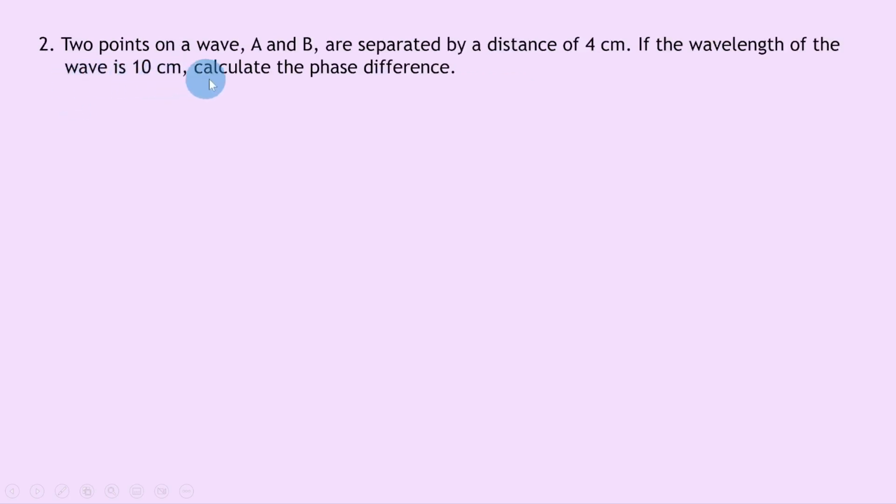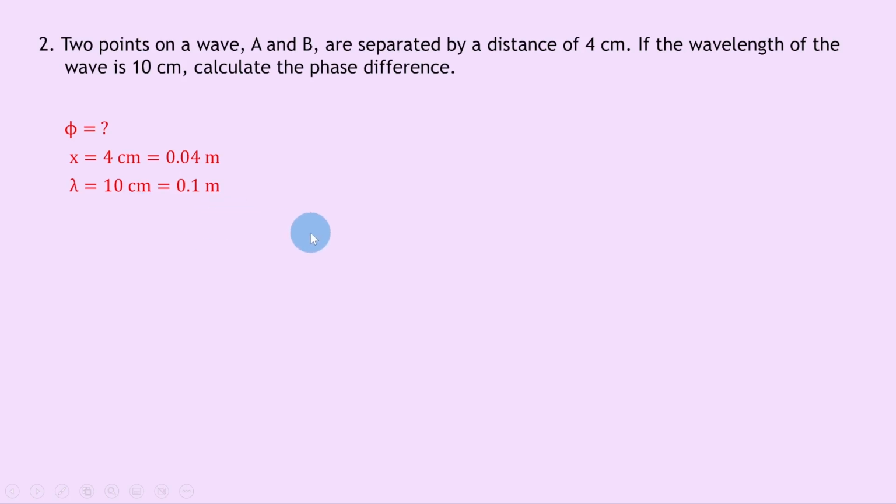Question 2 says 2 points in a wave A and B are separated by a distance of 4 centimeters. If the wavelength of the wave is 10 centimeters, calculate the phase difference. Well, let's write down what we know from the question. We're trying to find the phase difference phi. We know that x is equal to 4 centimeters, which we need to write in meters as 0.04 meters. And then the wavelength lambda is 10 centimeters, which again we need to convert into meters, which gives 0.1 meters.